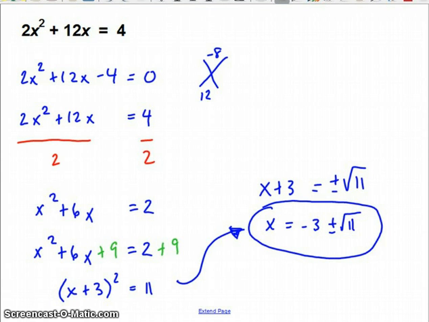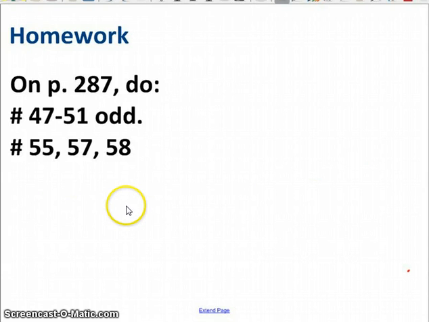And the rest of your homework for tonight is just to do these 6 problems on page 287. So go ahead and work through those, bring those in with you to class. We'll go over those. We'll see if you have any questions, and if you don't, we'll practice some more of this. And that's it for this lesson.